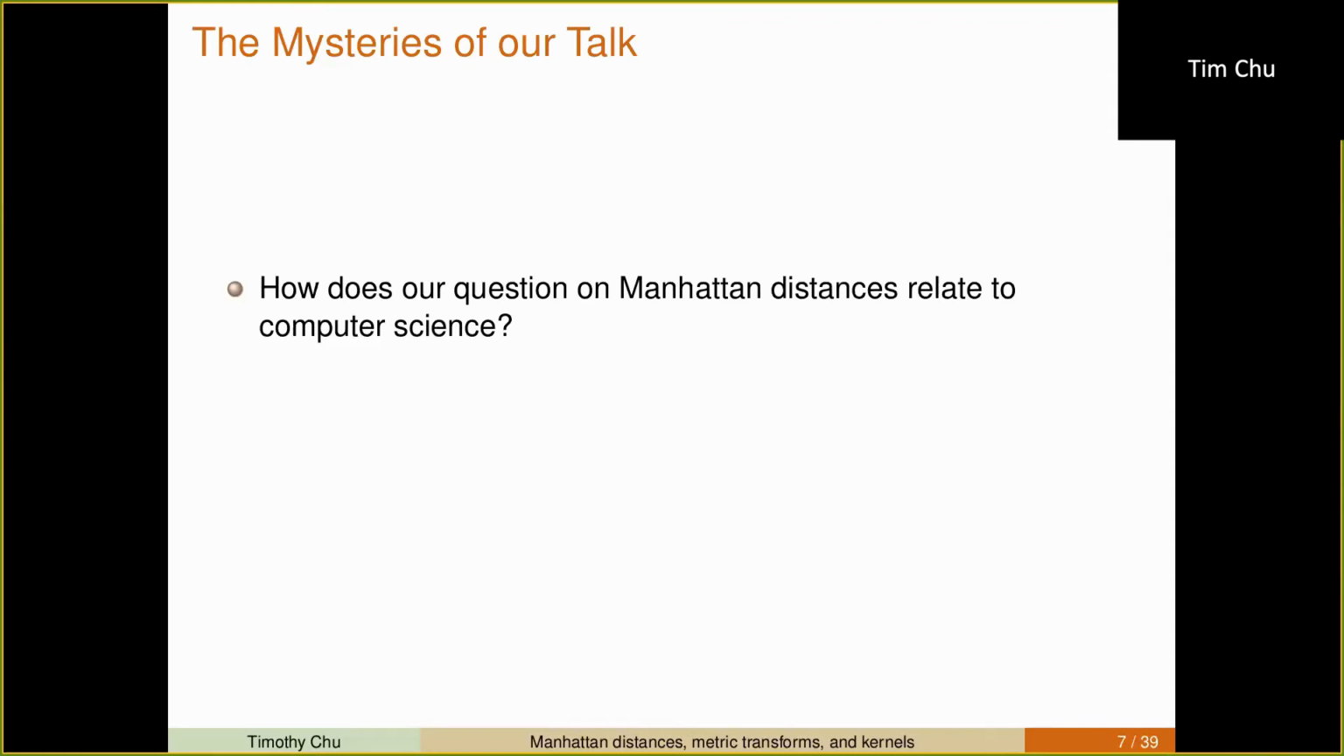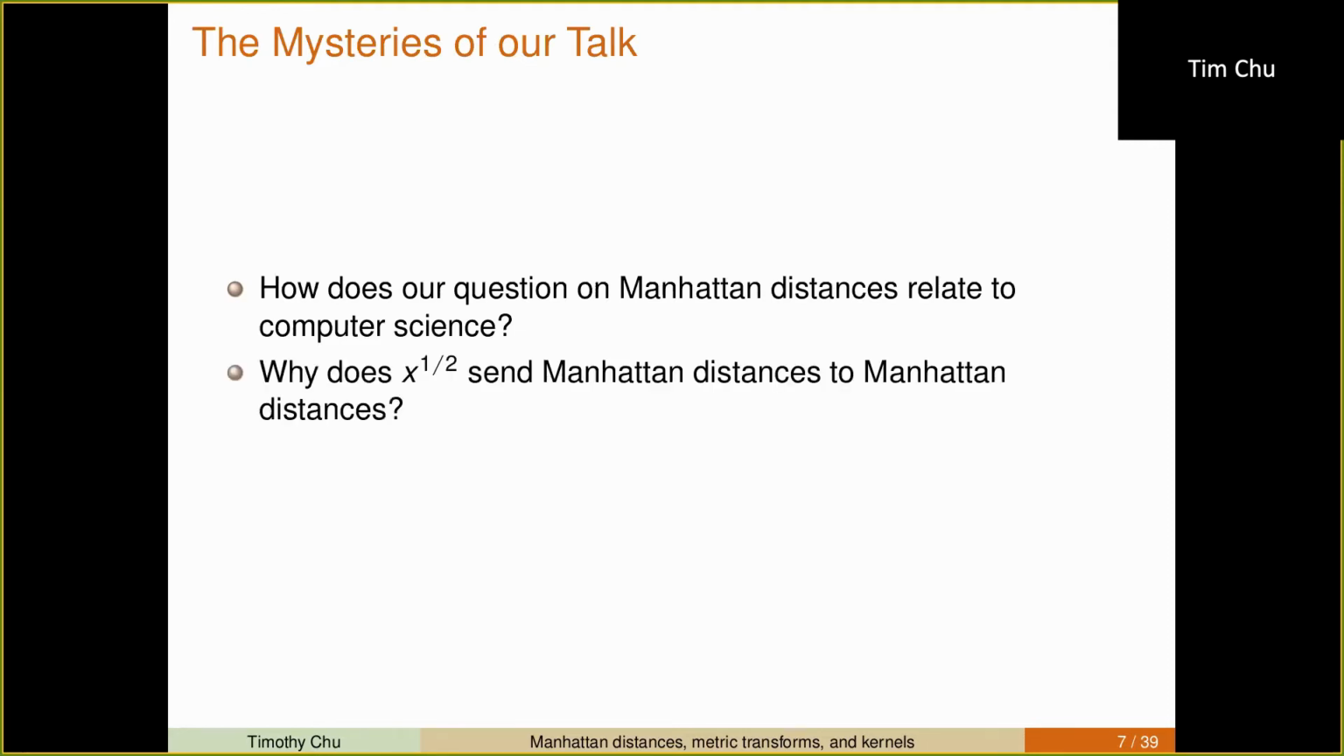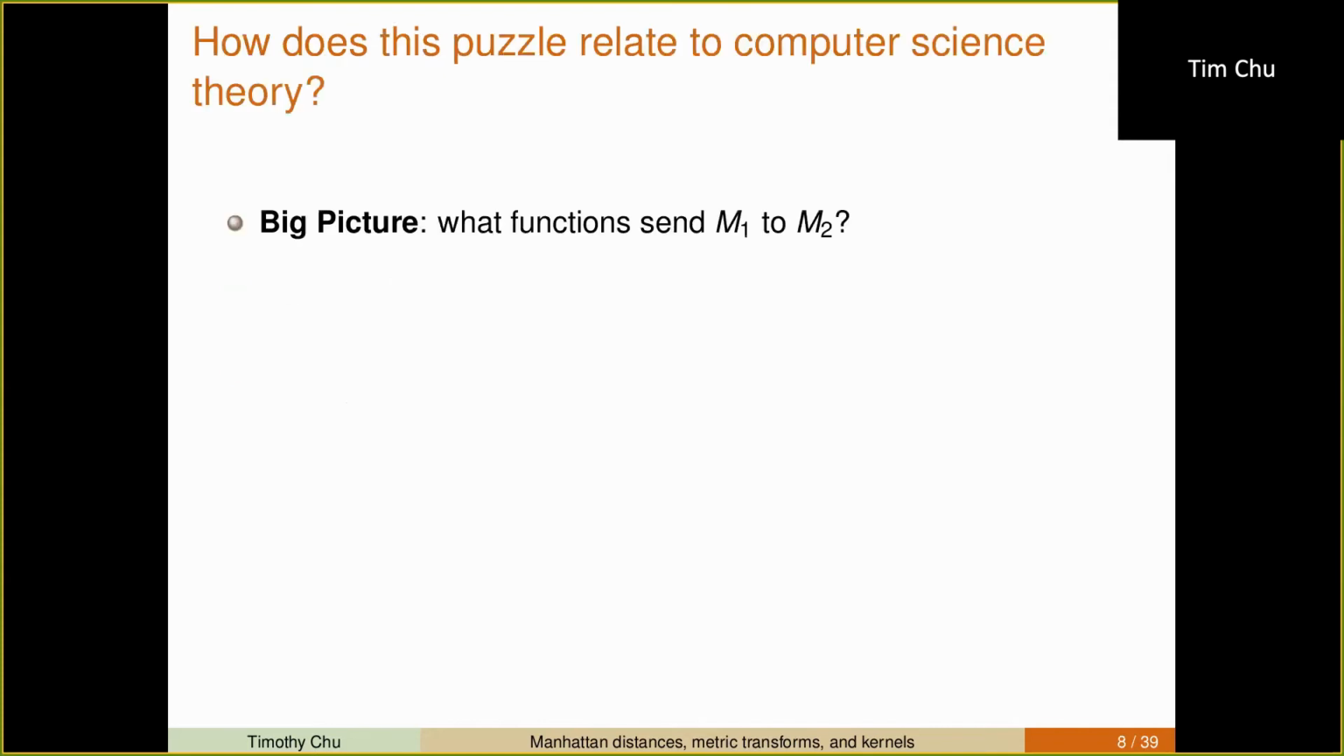And let me briefly outline the mysteries of our talk that we will have the answer to by the end. First of all, how does this question on Manhattan distances relate to computer science? Is this just a cute, fun little puzzle in mathematics? Second, why does the square root of x send Manhattan distances to Manhattan distances? And by the end of this talk, we'll have a nearly complete full proof of this fact.